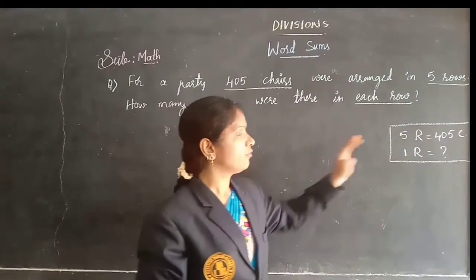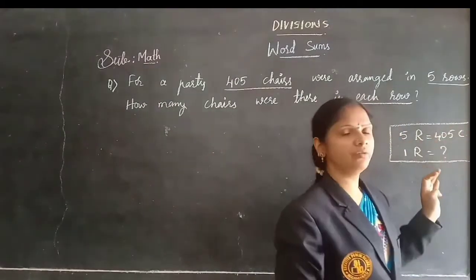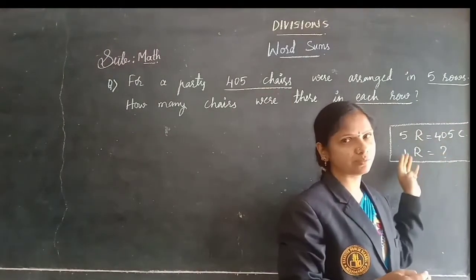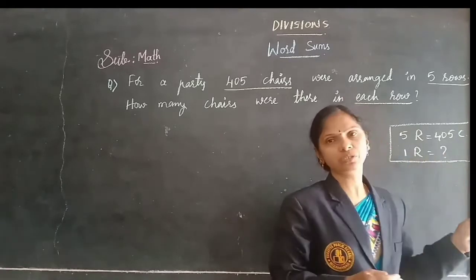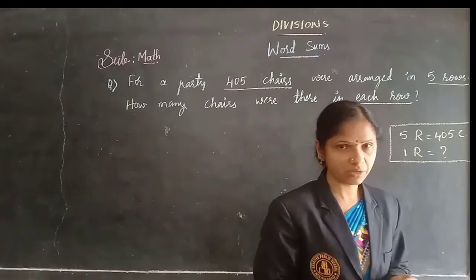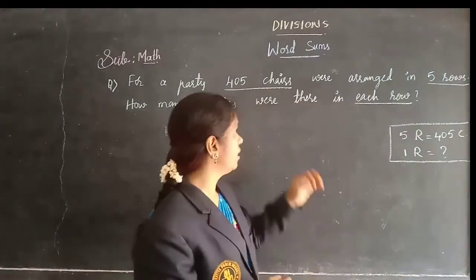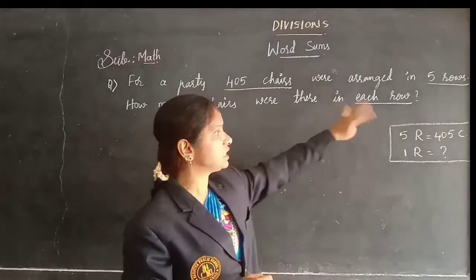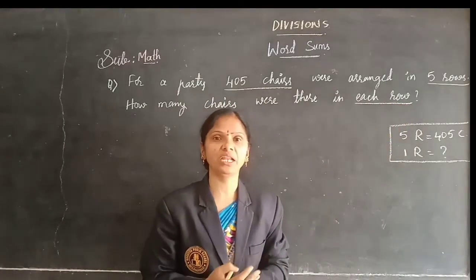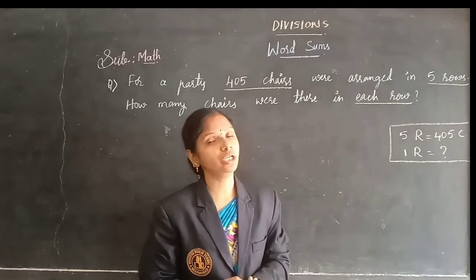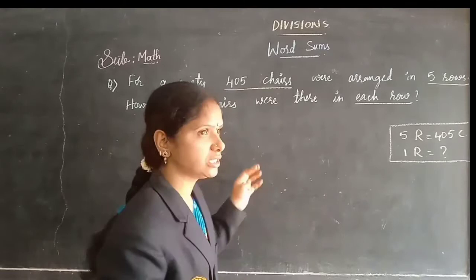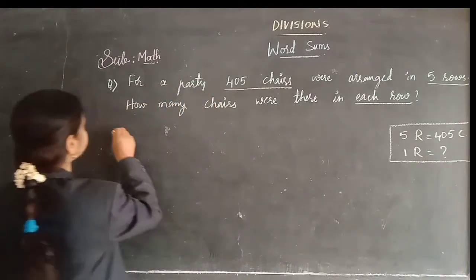So here 5 rows means the more rows number we know, and we need to find the arrangement in one row, which means a smaller number. We know more rows and we are finding less rows, nothing but division. And moreover, here how many chairs in each row? Whenever they are asking about each row, each friend, each packet, like that, it means you need to divide. Come on, let's arrange the steps and let's do the division, children.